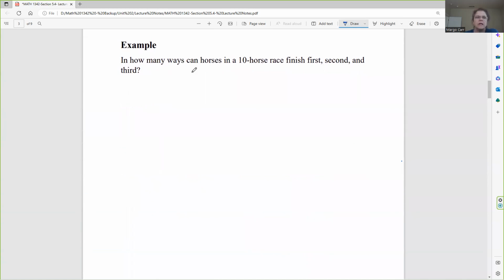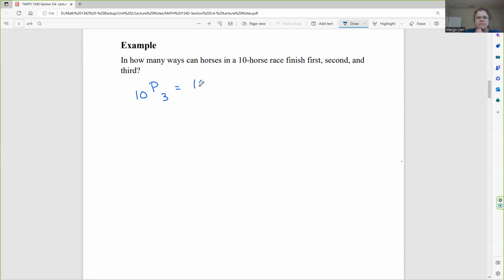So how many ways can a 10-horse race finish first, second, and third? So you'll notice here, because we're saying finish first, second, and third, the order matters. And that's something that'll be important when we get to the next thing, when order doesn't matter. So pay attention to whether order matters or order doesn't matter. So order matters, so it's going to be 10P3.